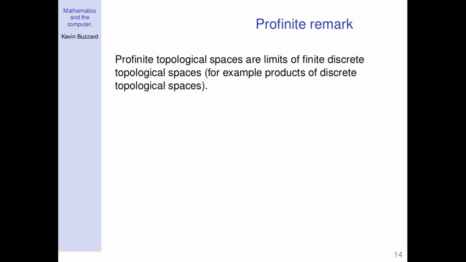And then I guess the other remark I want to make is that compact Hausdorff spaces are sort of nice things that we kind of understand, but profinite topological spaces are slightly scarier. So a profinite topological space is just a projective limit of finite discrete topological spaces. In particular, it's a closed subset of a product of finite topological spaces.